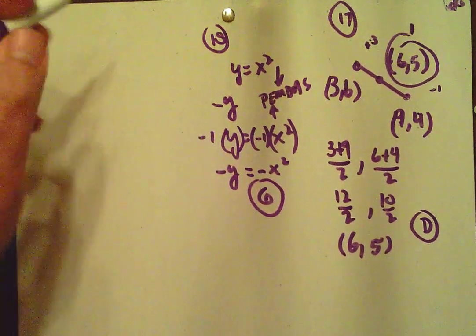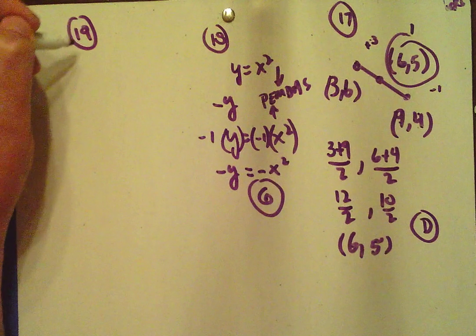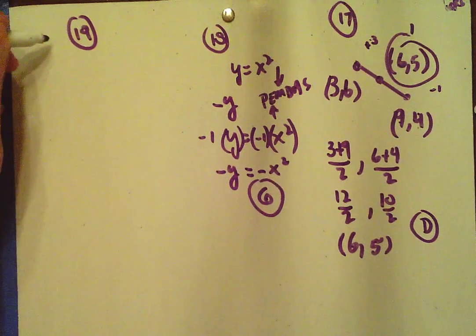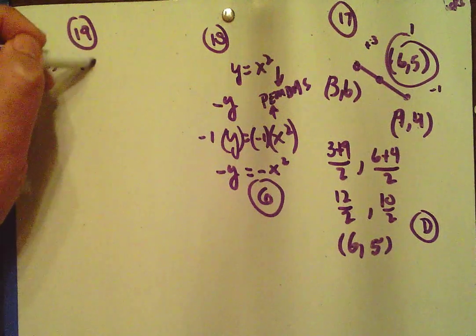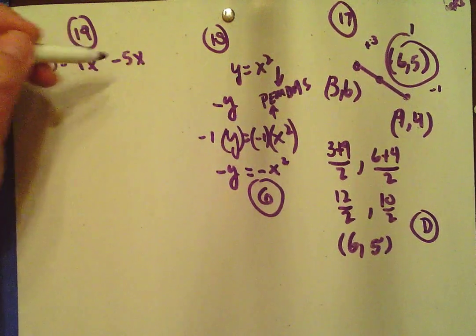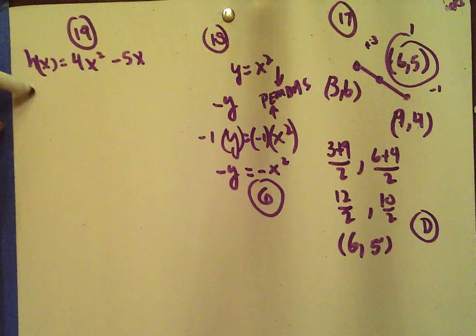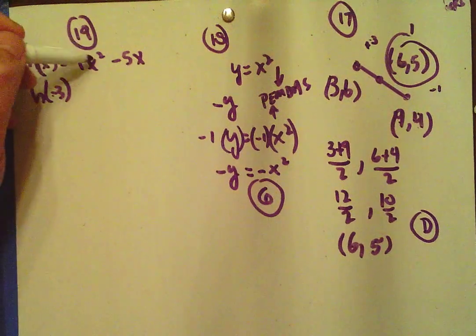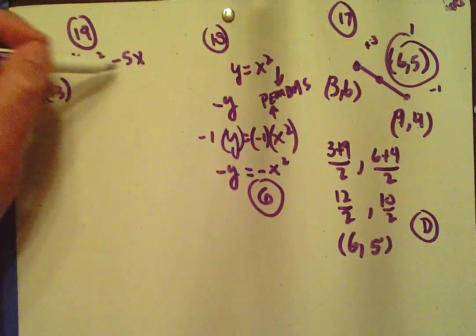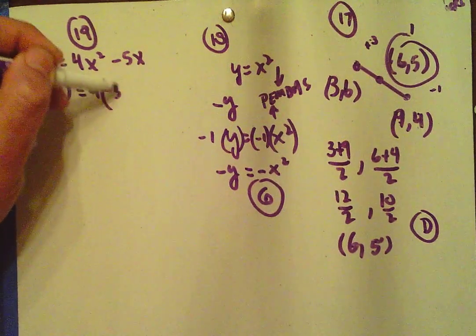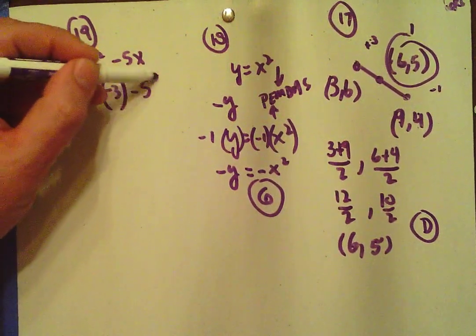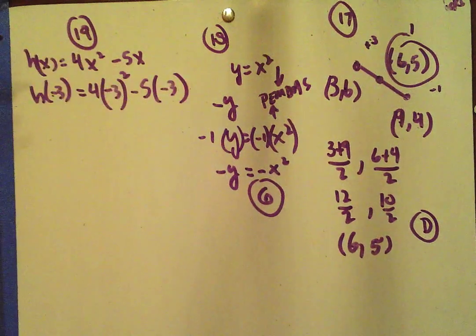G for number 18. Number 19. The function h of x equals 4x squared minus 5x. What is the value of h of negative 3? Well, notice how the x is gone and negative 3 is in its place, which means over here I'm going to have to get rid of these x's and put negative 3 in their place. 4 times negative 3 squared minus 5 times negative 3.